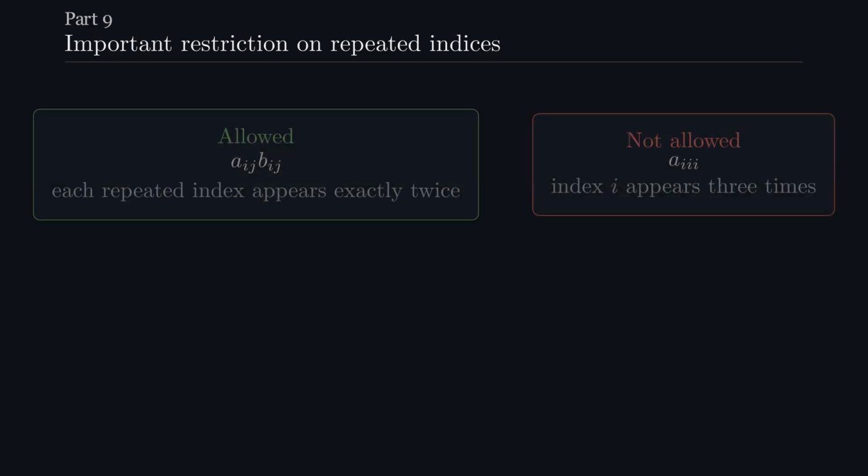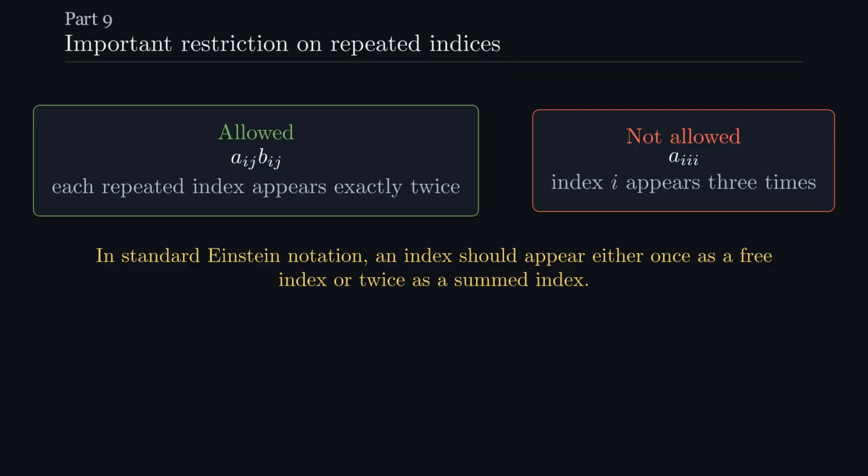There is a strict notation rule. In a single term, an index should appear either once as a free index or exactly twice as a repeated summed index. The expression Aij Bij is valid, but Aiii is not valid in standard Einstein notation, because the index i appears 3 times.